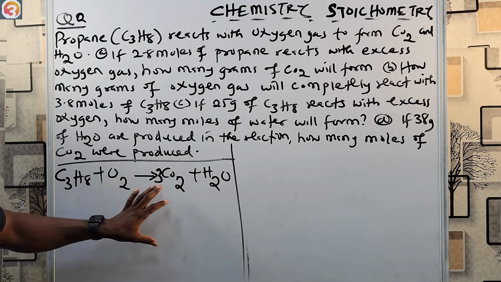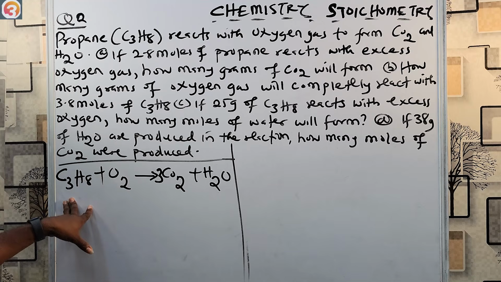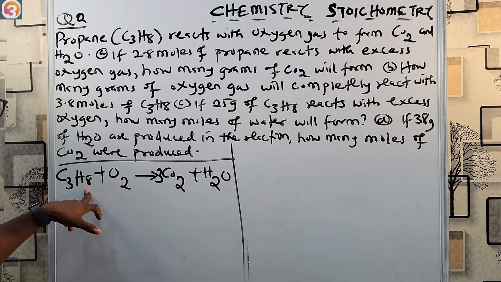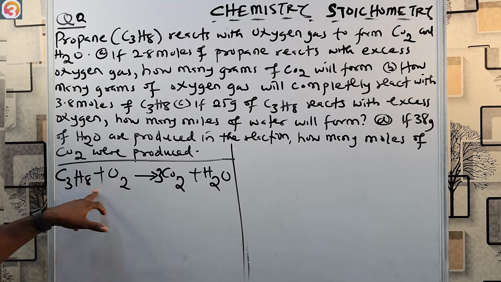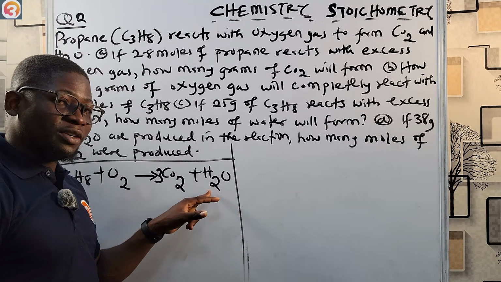All right. So now carbon is balanced. Now let's talk about hydrogen. How many atoms of hydrogen do we have here? We have 8 atoms of hydrogen here, H8. Here, how many atoms of hydrogen do we have? The number of atoms of hydrogen here is just 2.